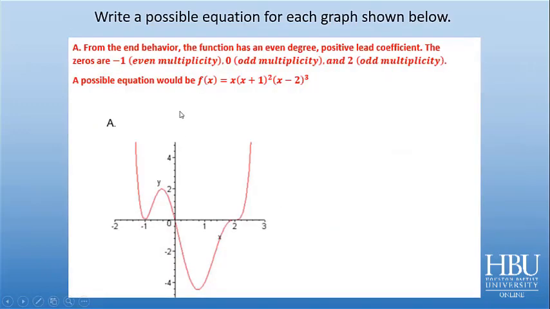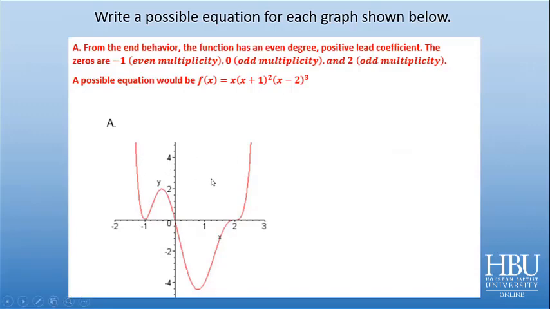Here is an example problem to use some of the things that we've just been talking about. Looking at this graph, suppose you were asked to come up with a possible equation for the graph. There could possibly be more than one correct answer, but we can look at some features of this graph and know some requirements of our equation.